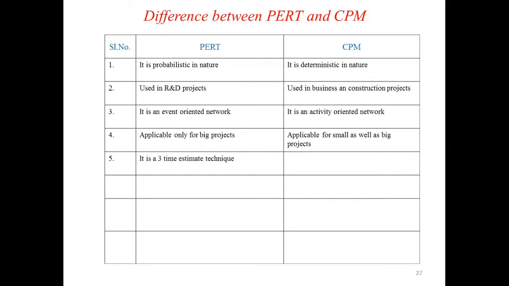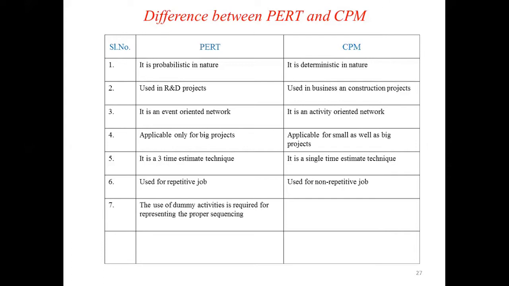PERT is a three-time estimation technique, that is, it uses optimistic time, most likely time and pessimistic time, whereas the critical path method is a single time estimate technique. PERT is used for repetitive jobs, whereas the critical path method is used for non-repetitive jobs.